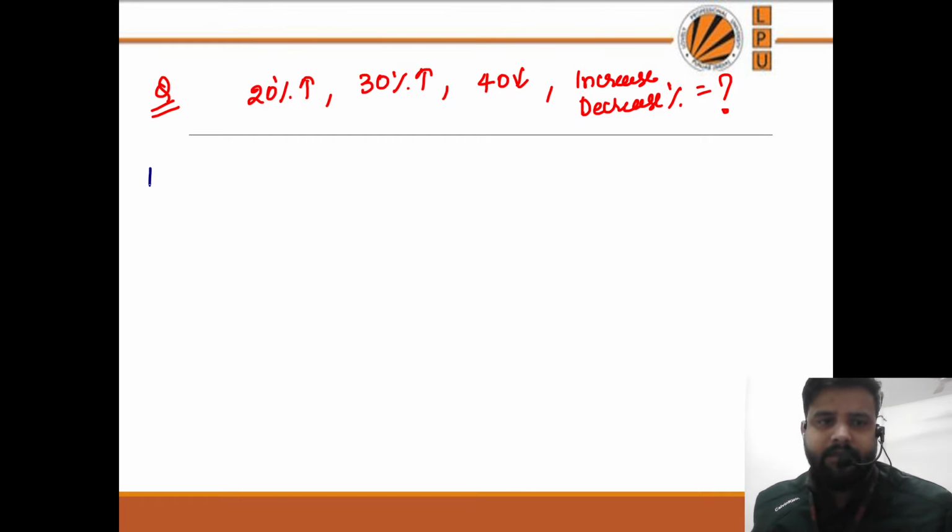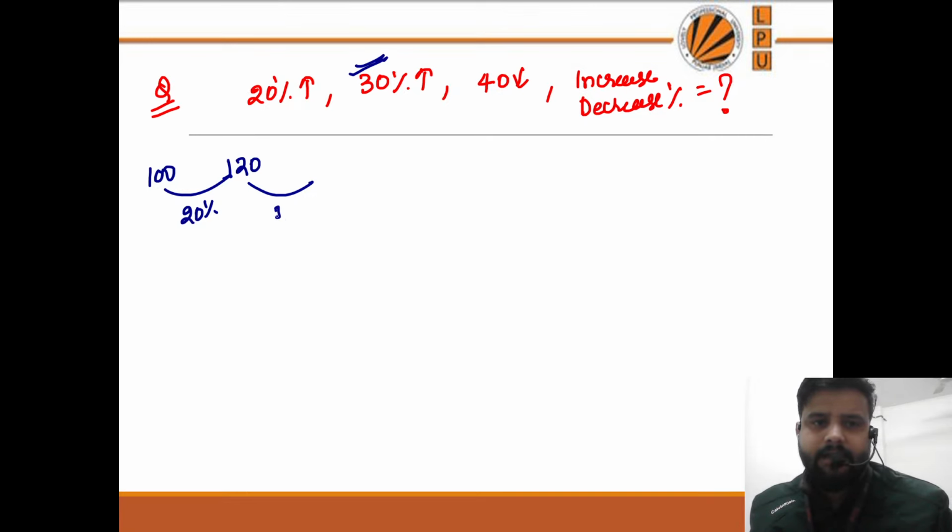For this question, you will start with 100 using the basic method. First of all, 20% of this, so it will become 120. Then you will apply a 30% increase. So 30% of this, 12 3 is 36, which means 30% of this is 36. So it will become 156. Done.